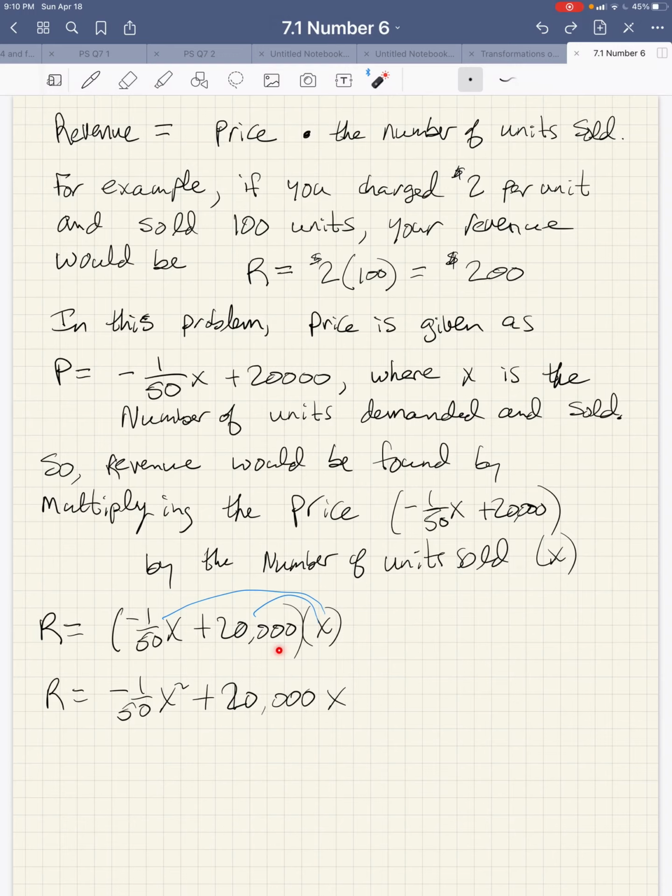So multiplying those together, minus 1/50 x plus 20,000 by x, what we would need to do is distribute this x over these two terms separated by that plus sign. And what we would wind up with then is a revenue of minus 1/50 x squared plus 20,000x.